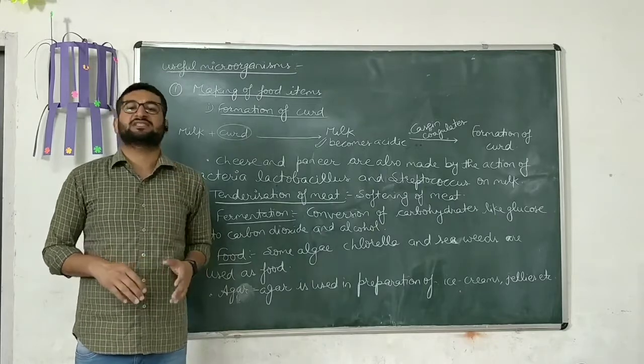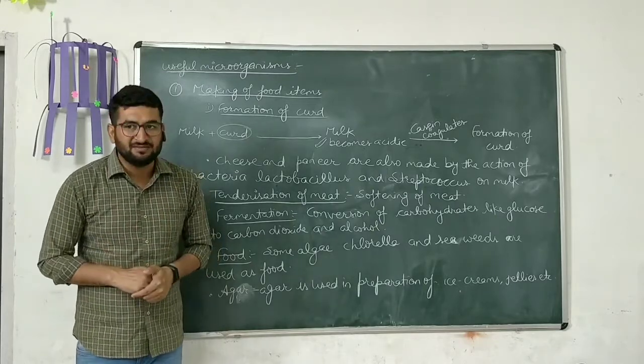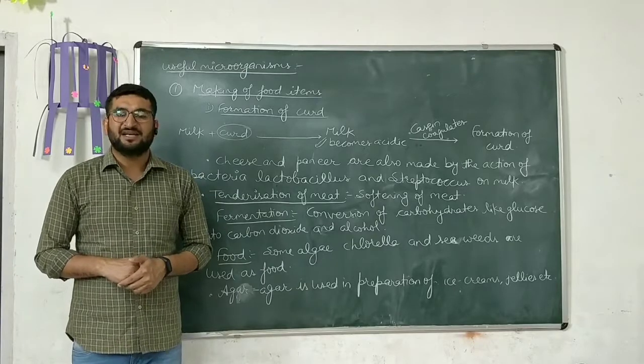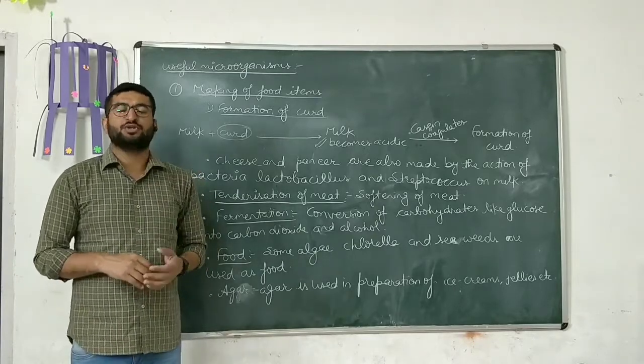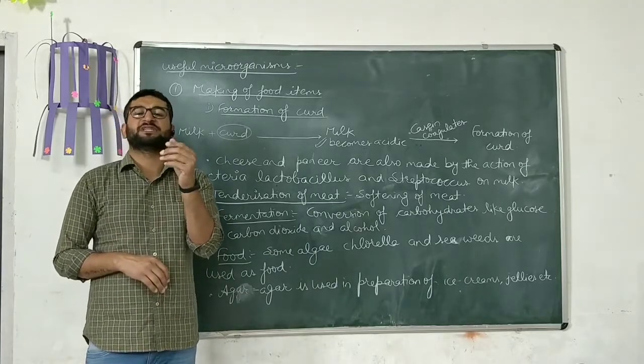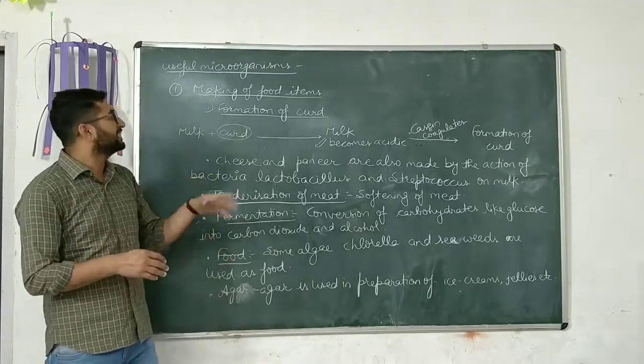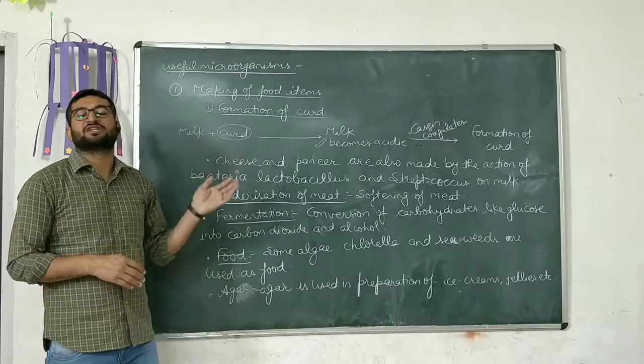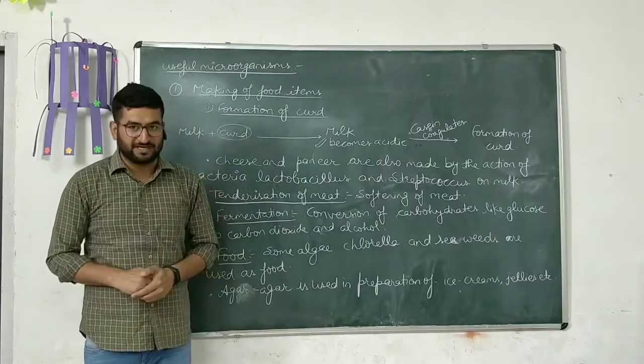That jelly-like substance is used in ice creams, in jellies and in squashes. We use them in puddings also. We use them for the softening purpose and for the taste purpose. So these are the usefulness of certain microorganisms in the food items.